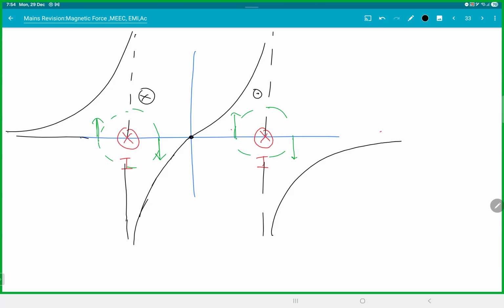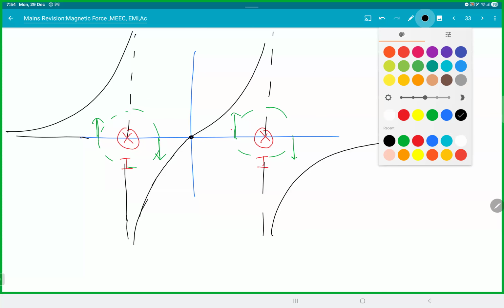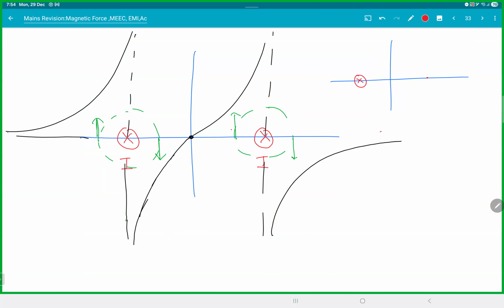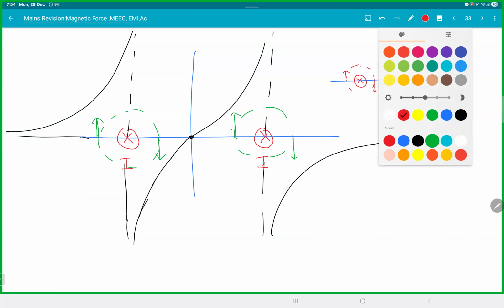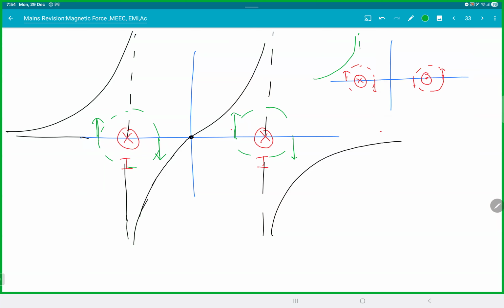None? How will that look? If you have a cross and if you have a dot, again, same thing. This would have been down, this would have been up. This would have been up and this would have been down. So this will blow off here to infinity. This would be like this. This would be like this.